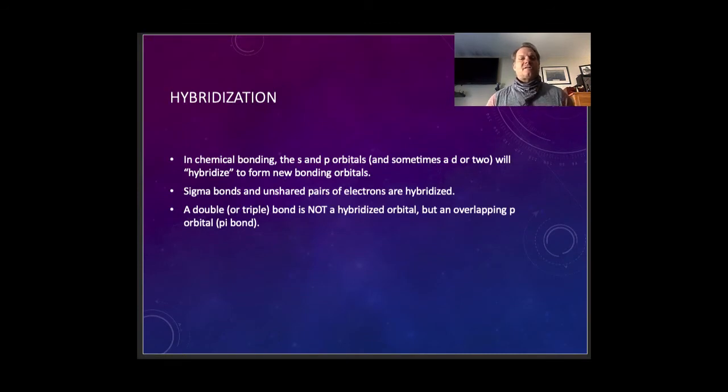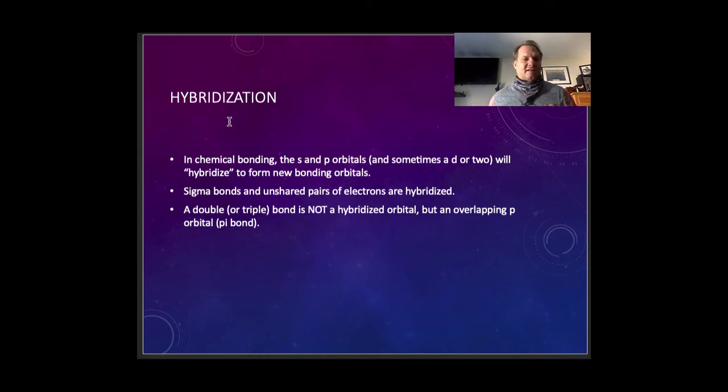Now, when these Lewis structures are created, the s and p electrons that are in the valence, sometimes a d or 2, will actually hybridize to form new bonding orbitals. So they no longer exist as s orbitals or p orbitals. They become this hybrid. You guys know what a hybrid is. It's a blend of the two things. Now, sigma bonds and unshared pairs of electrons that are shown in our Lewis structures are things that get hybridized. Double or triple bonds that we have to create when we're electron deficient are not hybridized. They're just leftover p orbitals that are overlapping.